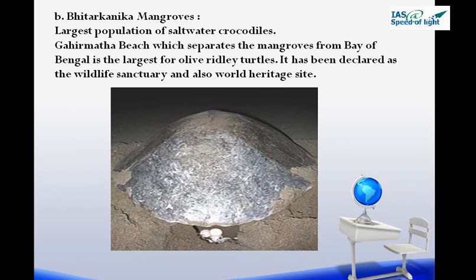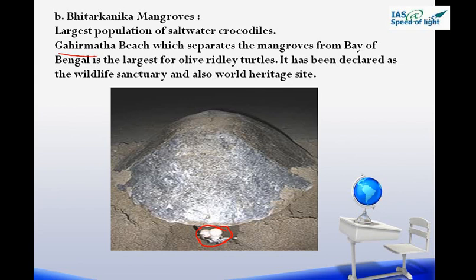So these Bhitarkanika mangroves become really important for us because of this Gahirmatha Beach, because it is the largest site for the fertility of olive-ridley turtles in the world. So this is the turtle actually, and here she's laying her eggs. This whole beach, Gahirmatha Beach, is very famous for these olive-ridley turtles, and they lay their eggs there.